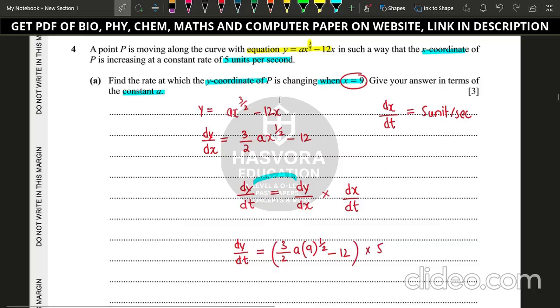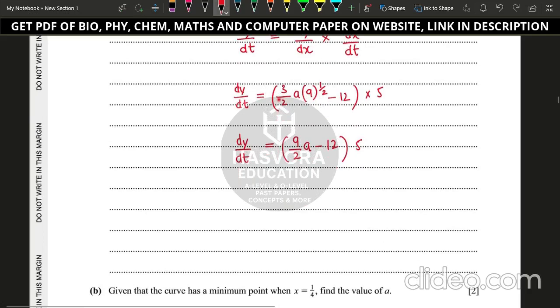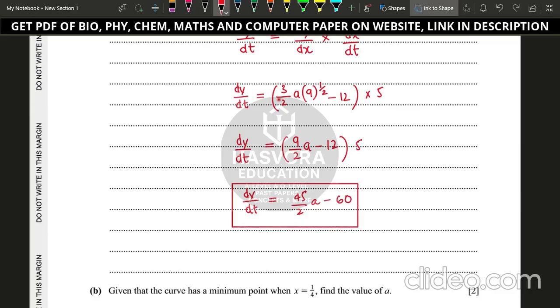Okay, and now let's simplify this. This becomes dy by dt, the rate of change of y coordinate, so it is 3 by 2 into the power of half of 9, which will be 3. This becomes 9 by 2 a minus 12, and this will be whole into 5. So this is going to be your answer, and if you wish you can simplify it further. 5 into 9 is 45, so 45 divided by 2a, and 5 into 12 is 60, so it becomes minus 60. So this will be your final answer in terms of a.